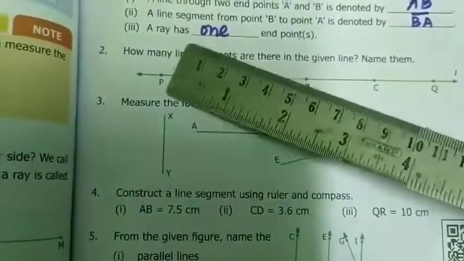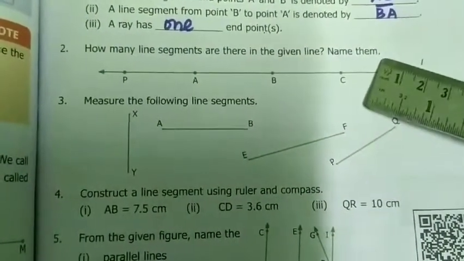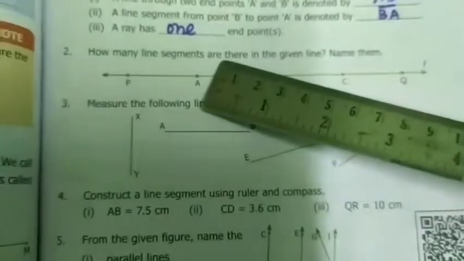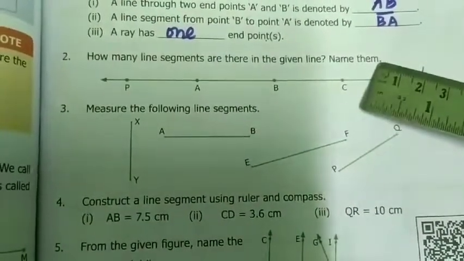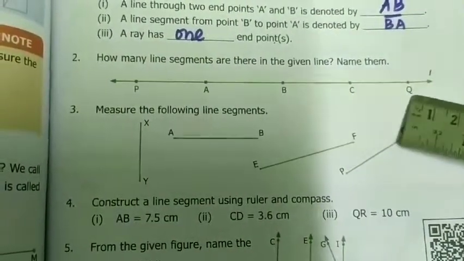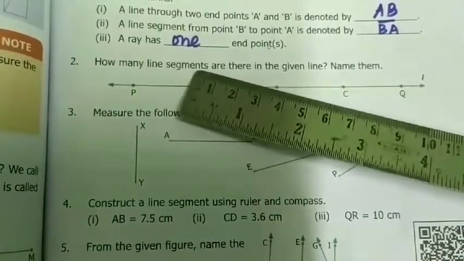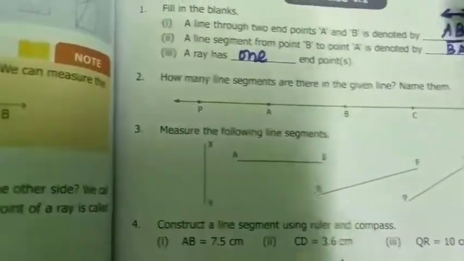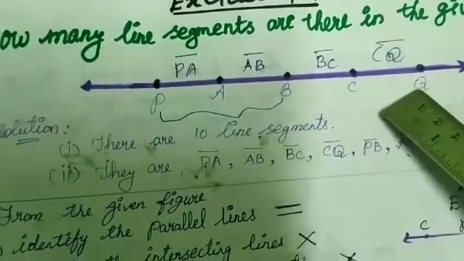See the second question. How many line segments are there in the given line? Name them. See P, A, B, C, Q. So we are going to find out the line segments. Let's see this. I am drawing like that.